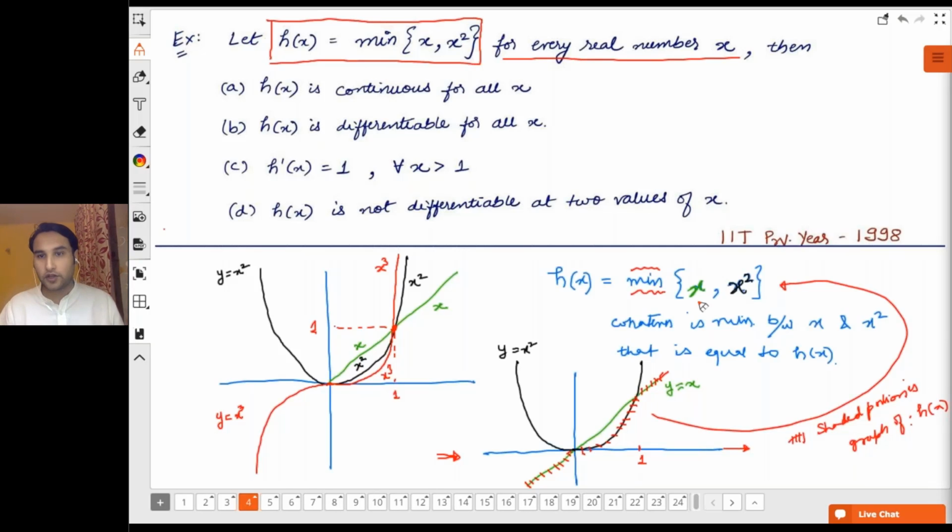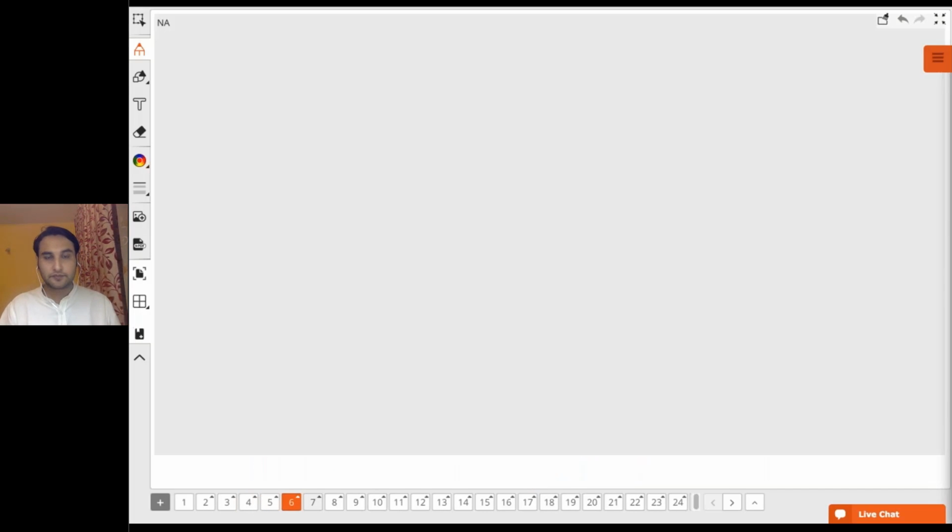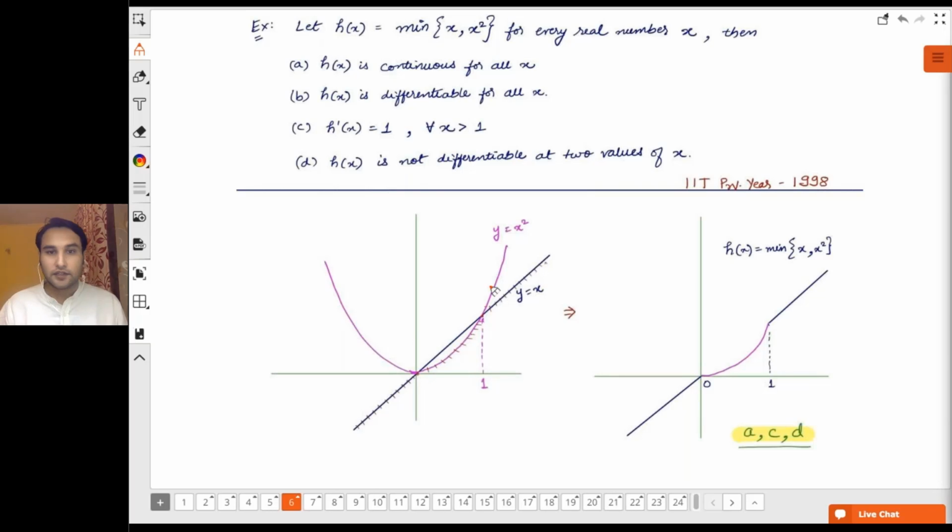What do you need to do? Plot its graph, which you have learned just now. Then keep picking up the graph which is lower at any given x. Now, the pink graph is x square, and this blue graph is y equal to x. Then this shaded portion is the minimum of x and x square.